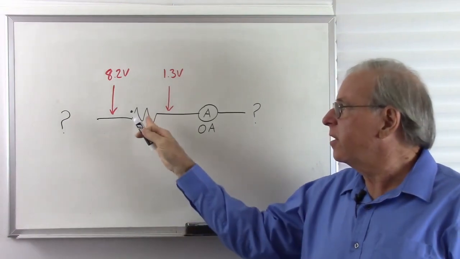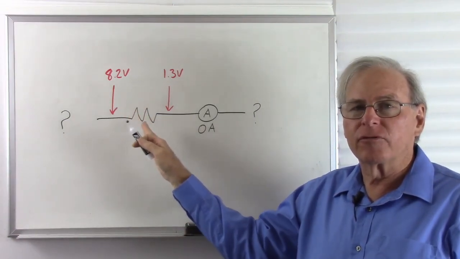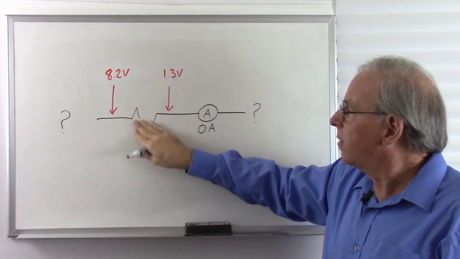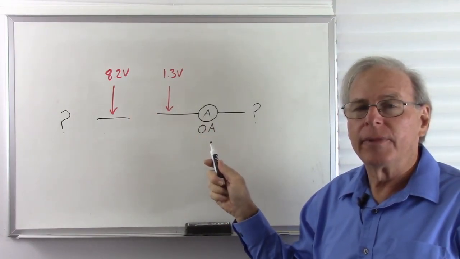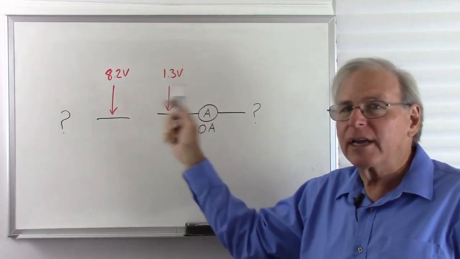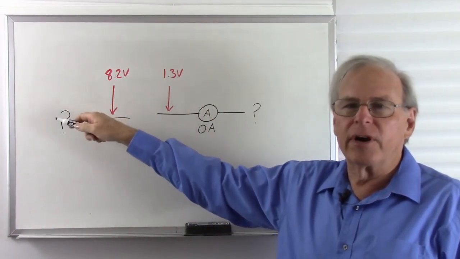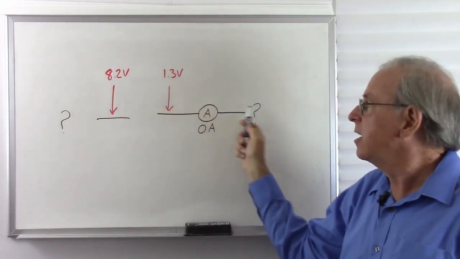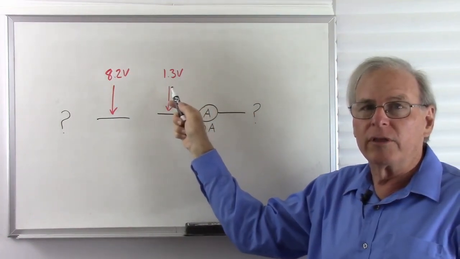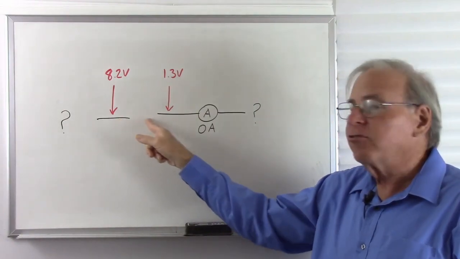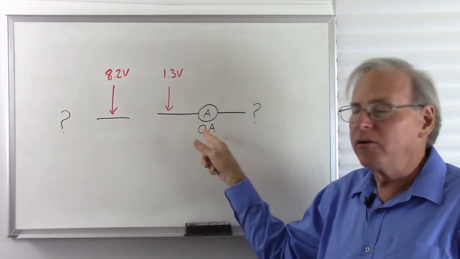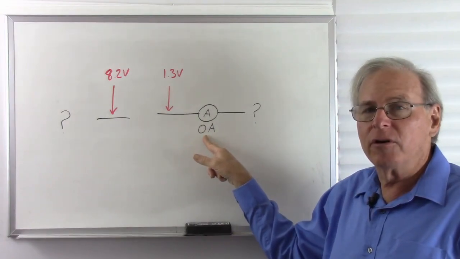Well, what if this is an open circuit? Let's say that resistor has burned open. Now, there's no connection from one side to the other. And so these voltages are actually not connected with each other. Something's going on over here that's giving us 8.2 volts. Something's going on over here that gives us 1.3 volts, but there's no connection across them. And since there's no connection across here, I can't have any current. So there's my 0 amps of current.